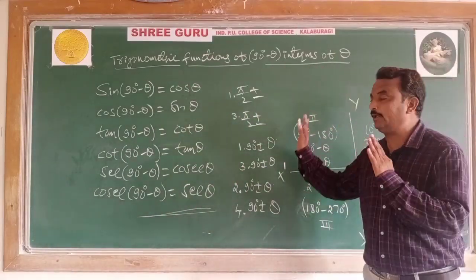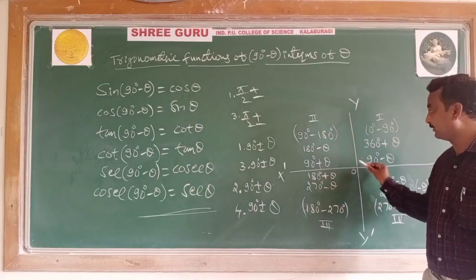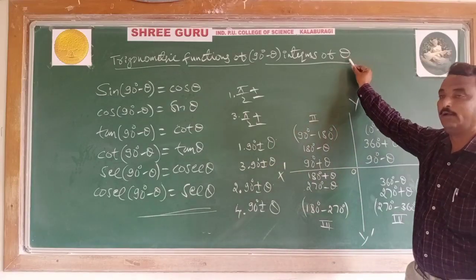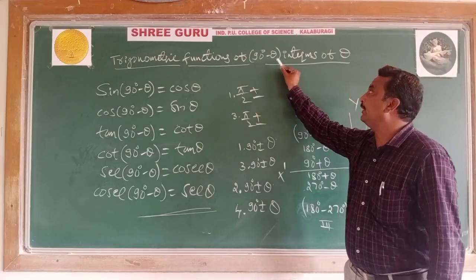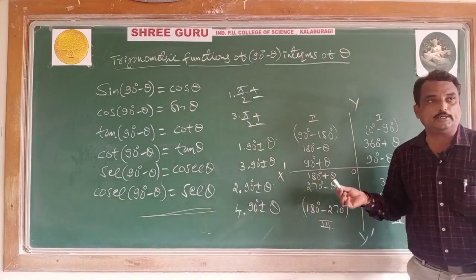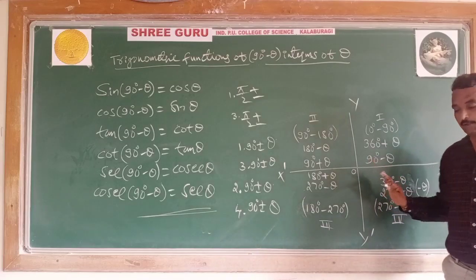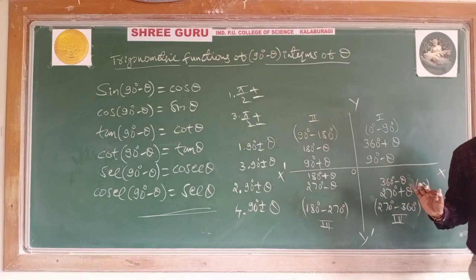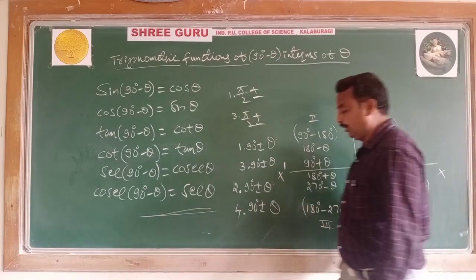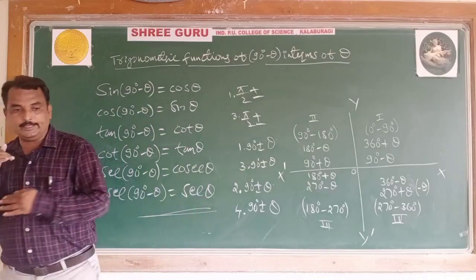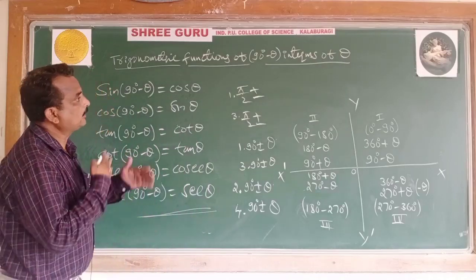Here we will take all the allied angles directly in the form of theta. Here we will write the trigonometric functions of 90 degree minus theta in terms of theta. Here we will write all the trigonometric functions in terms of theta. So like that you have to calculate, students. Like that you have to write the allied angles and calculate such an angle.